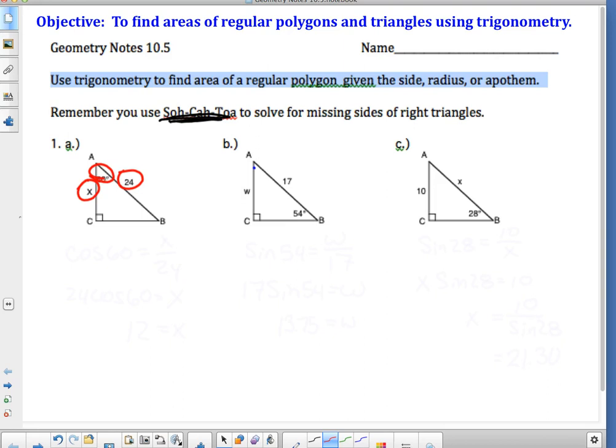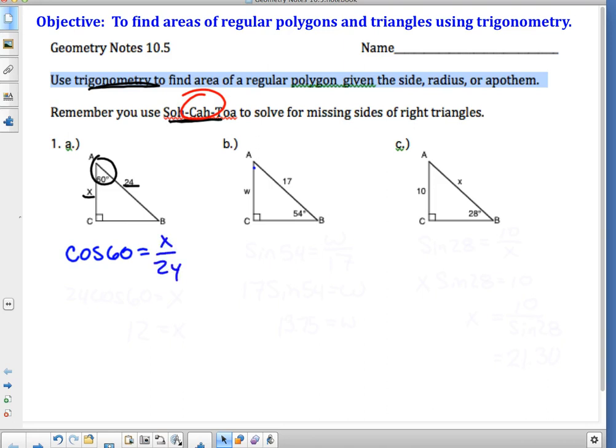But if you have to recall, let's check it out. Standing here at 60, x is adjacent, 24 is the hypotenuse. The hypotenuse is opposite the right angle. I'm going to use cosine because that's the CAH. So on this one, I'm using cosine of 60. I'm going to write this down. I already know the answer, I'm just reviewing material.